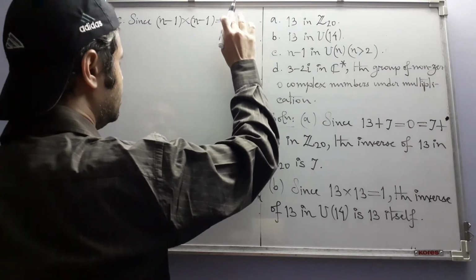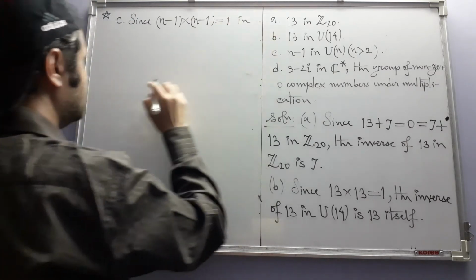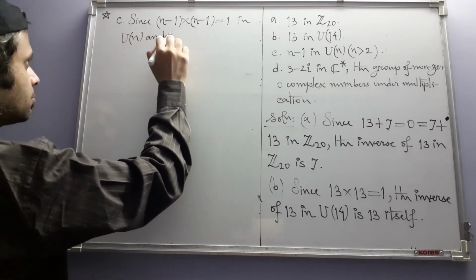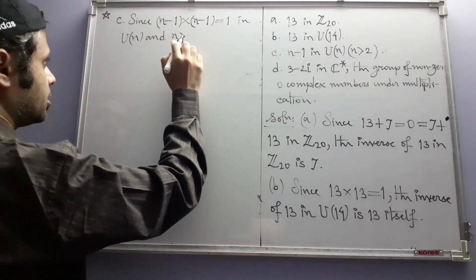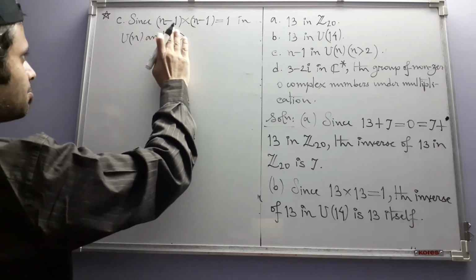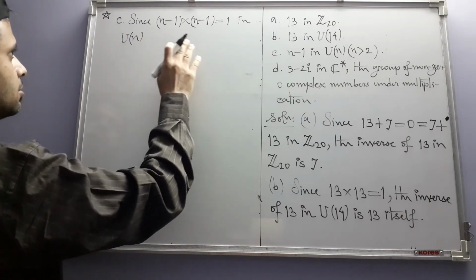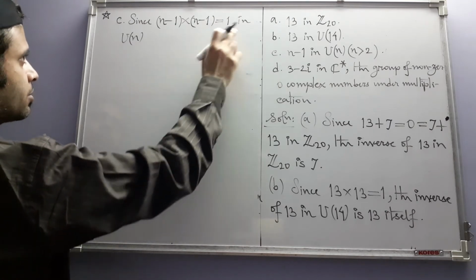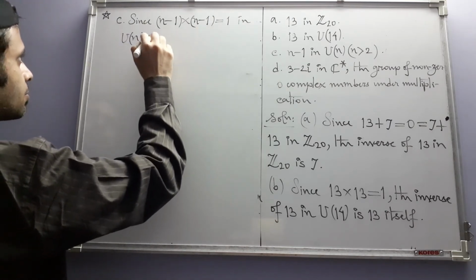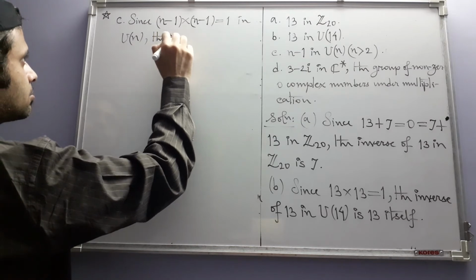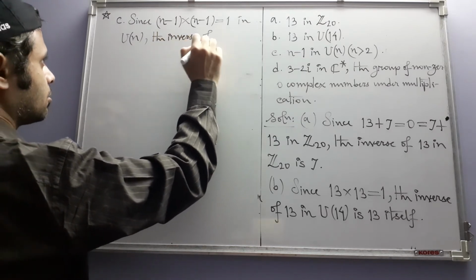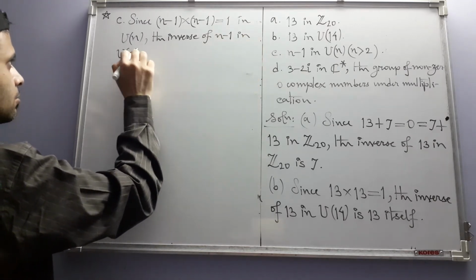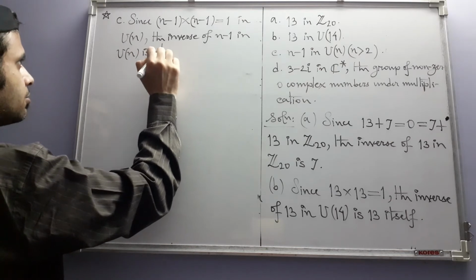Okay, so this I have to write in UN, and n is greater than 1, I need not write this part, because the fact that n is greater than 1 has made this calculation possible. In UN, the inverse of n minus 1 in UN is itself.